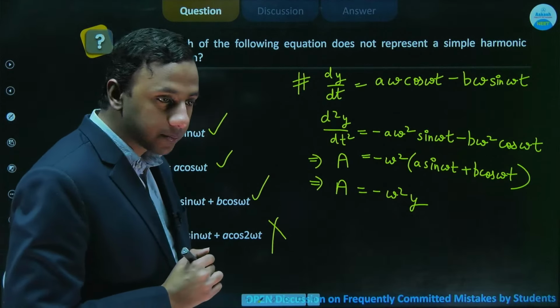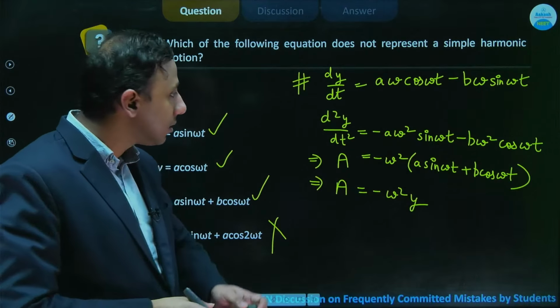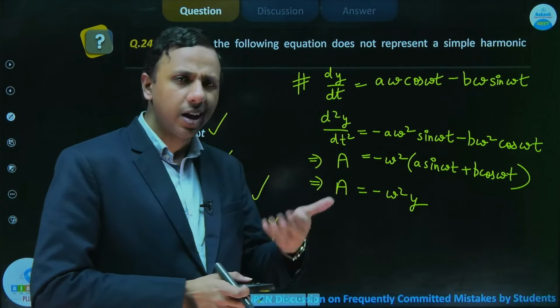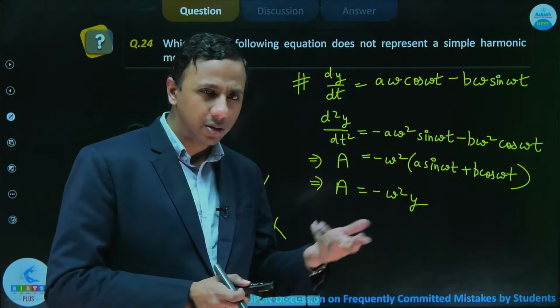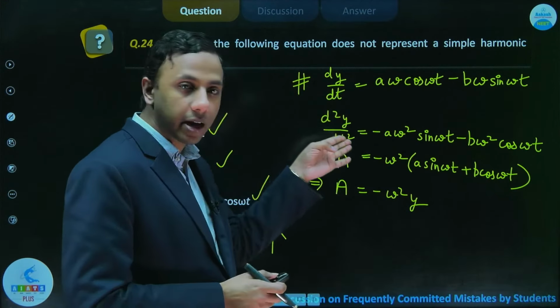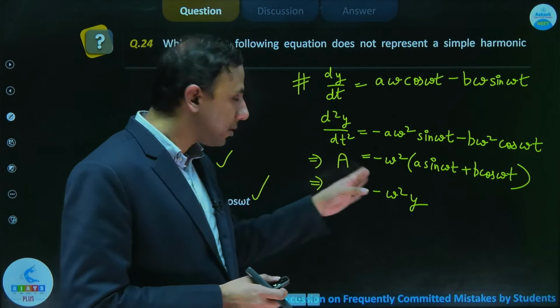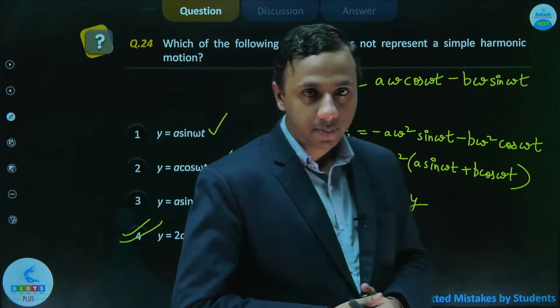All right. I would always suggest you see how many steps it's going to take. Hardly any steps. One differentiation, second differentiation. That's all. You would easily be able to check whether it's an SHM or not. All right.